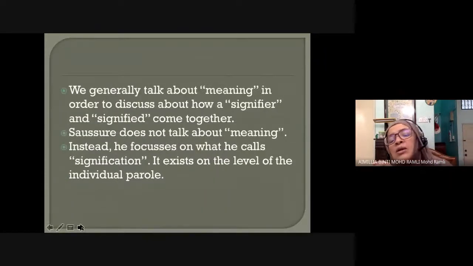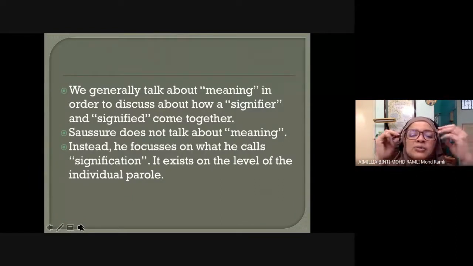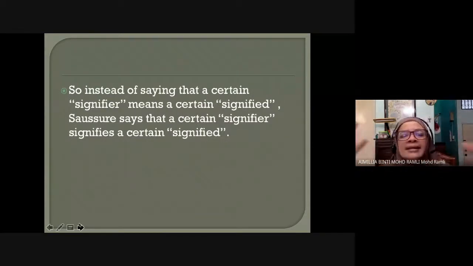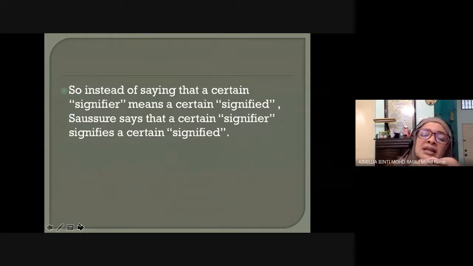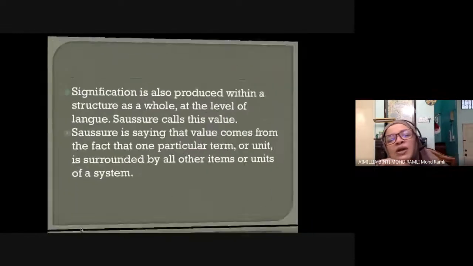We generally talk about meaning in order to discuss how a signifier and signified come together. Saussure does not talk about meaning. Instead, he focuses on what he calls signification, which exists on the level of the individual parole. Normally we would say a signifier means a signified, but to Saussure, it doesn't mean this. He says that a signifier signifies a signified. So he's just replacing the word meaning with signifies. It's just something like that. There is no hidden level of complexity. So instead of saying that a certain signifier means a certain signified, Saussure says that a certain signifier signifies a certain signified. I think he is very in love with the idea of signification.